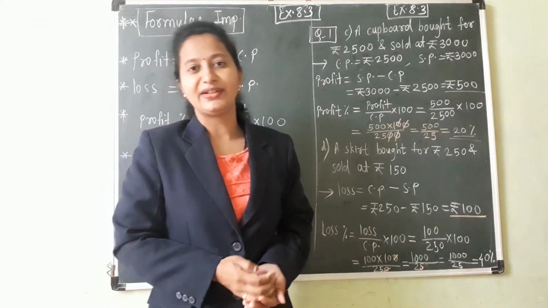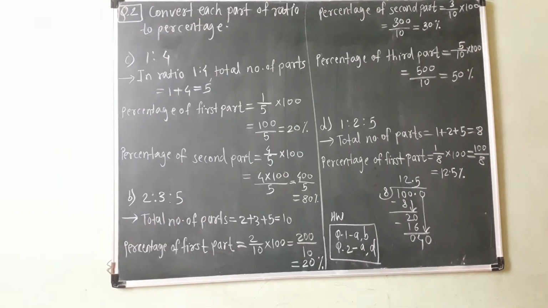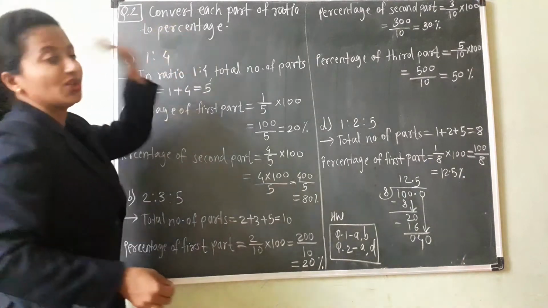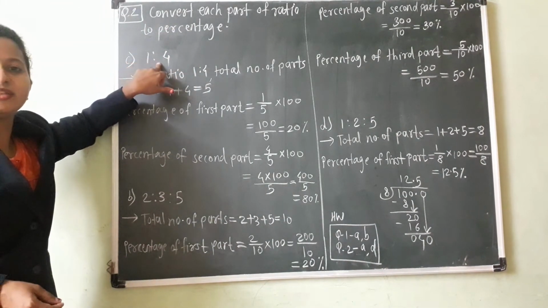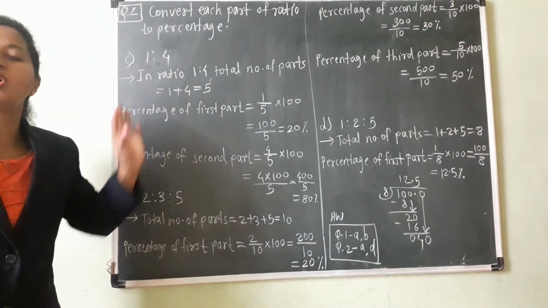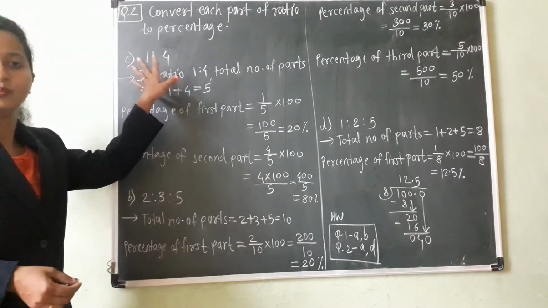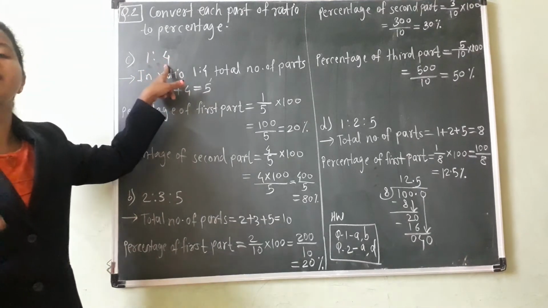Now we will see the next question, question number 2. In question number 2, we have to convert each part of a ratio to a percentage. See one sum: 1:4. This is the ratio given. How many parts can you see here? 2. In the first part 1 is given and in the second part 4 is given.